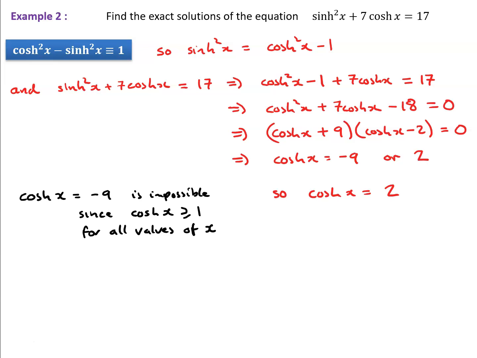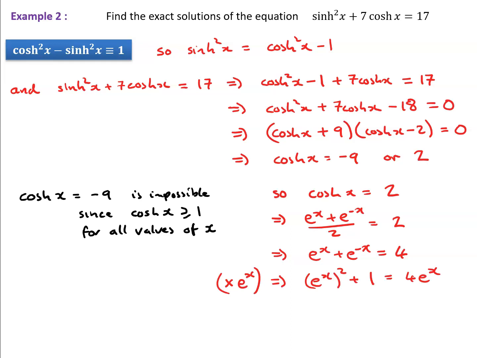Now I want exact solutions for this, so we've got e to the x plus e to the minus x divided by 2 equals 2. So that's e to the x plus e to the minus x must equal 4. If we times through by e to the x, that gives me e to the x squared, add 1 equals 4 e to the x. So we've got the quadratic equation in e to the x now. So I've got e to the x squared minus 4 e to the x, add 1 equals 0.